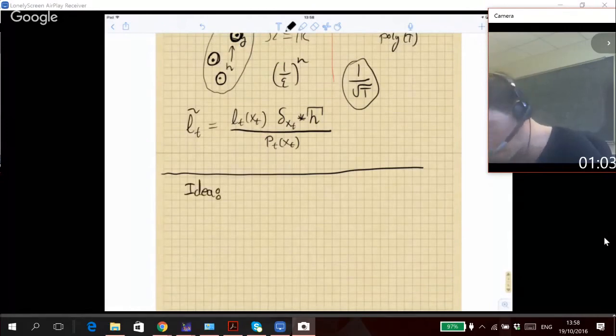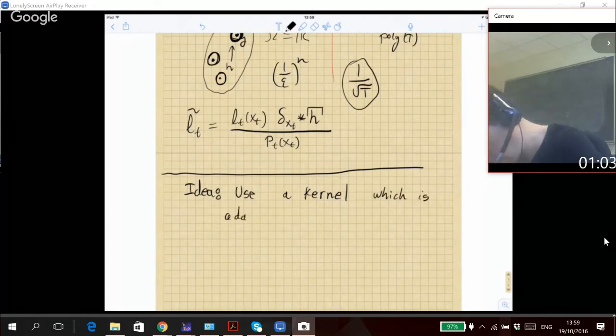The main idea in the new algorithm is to use some kernel which is adapted to PT.